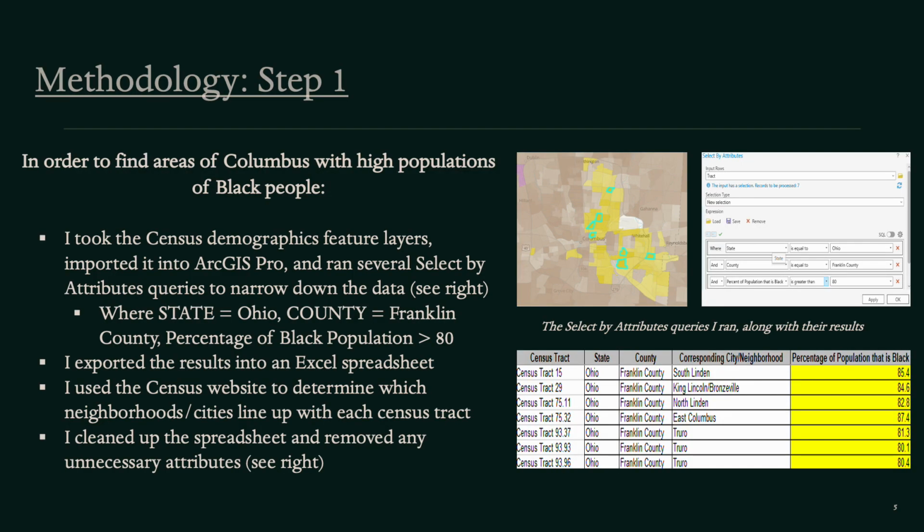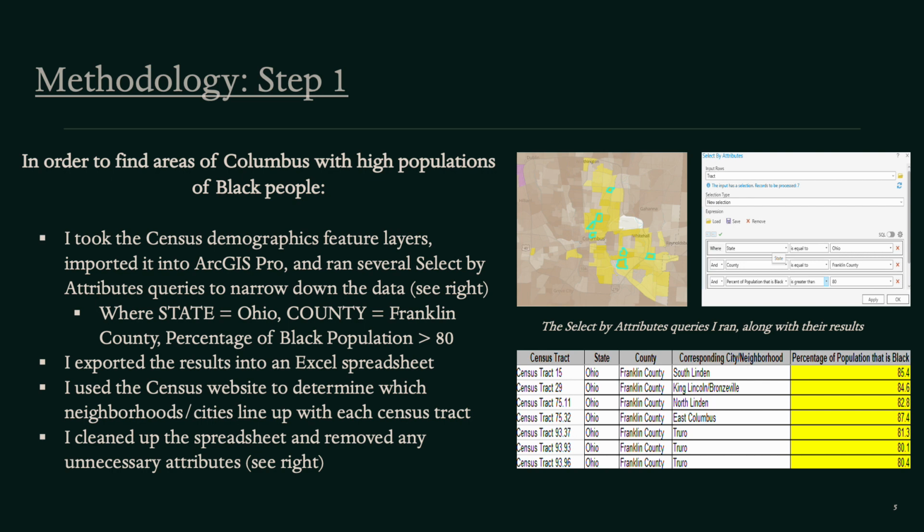All right, so to start off, I imported the census demographics feature layer into a map document in ArcGIS, and then ran several queries to narrow down which geographic areas to focus on. I tried to find census tracts in Columbus where the population of Black people made up 80% or more of the total population in that tract. I exported these results into an Excel sheet and ran the census tract numbers to determine which neighborhoods each tract lined up with.